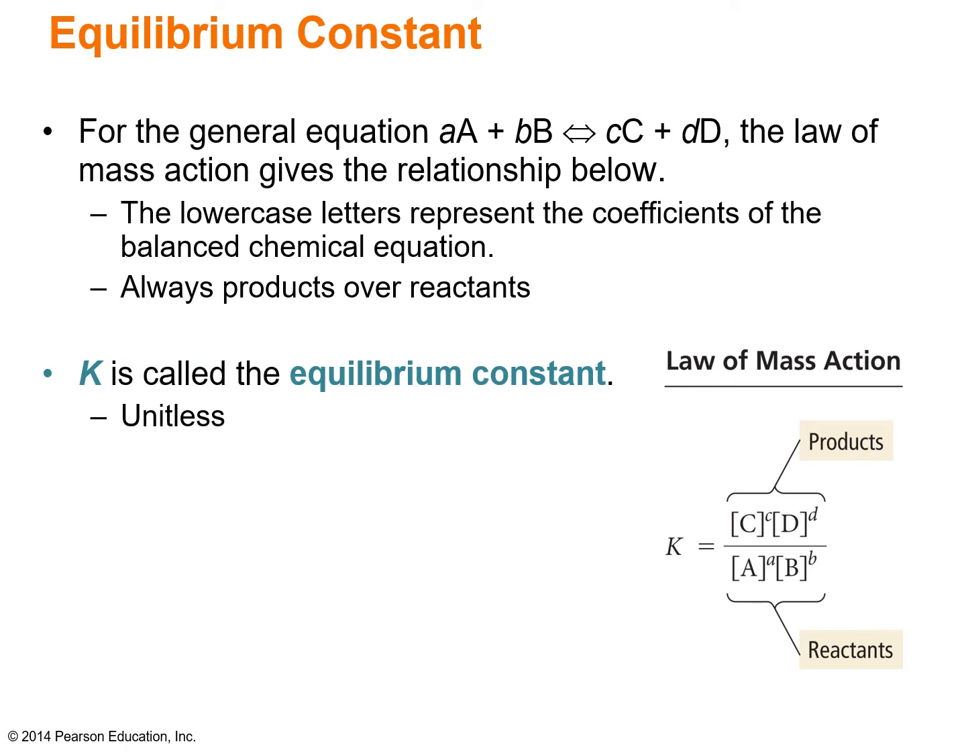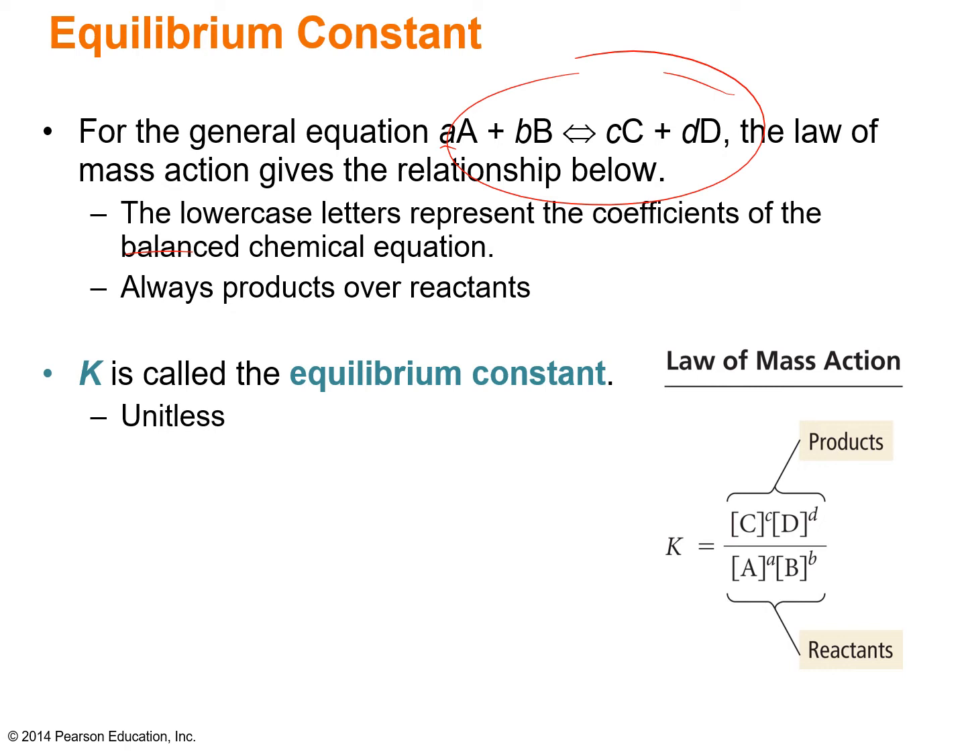For the general chemical equation, A plus B yields C plus D, of course, we have a double arrow, meaning that C plus D can yield A plus B. The law of mass action gives the relationship below. So remember, we're talking about this constant that's relating the concentrations together. Note that in this general equation, the lowercase letters represent the coefficients of the balanced chemical reaction. And we're always going to have products over reactants in this constant.